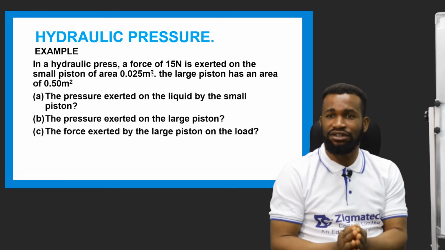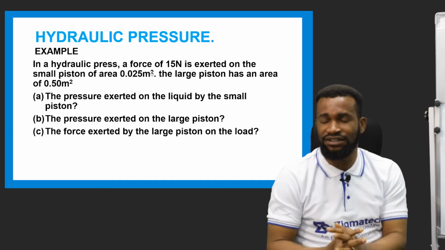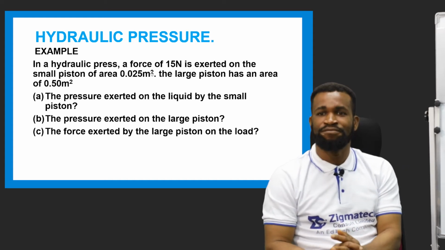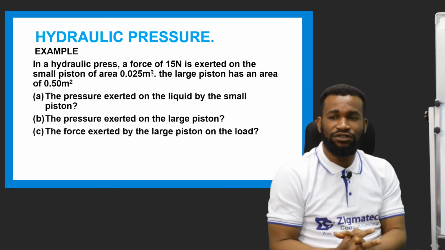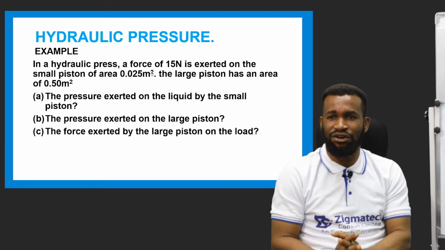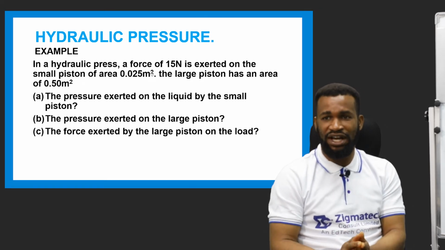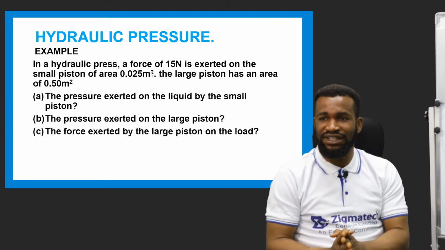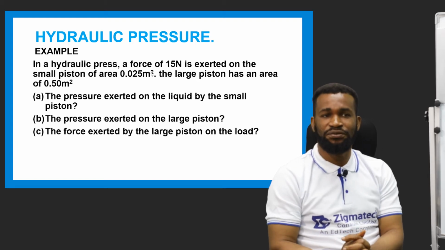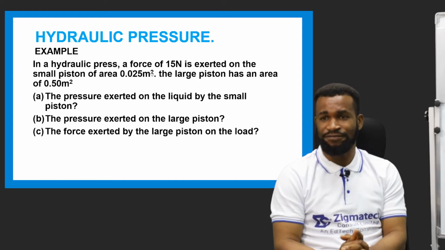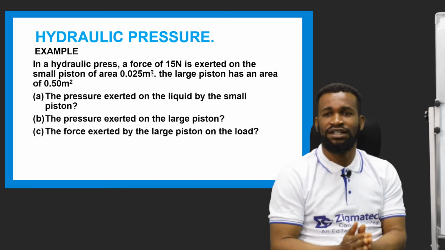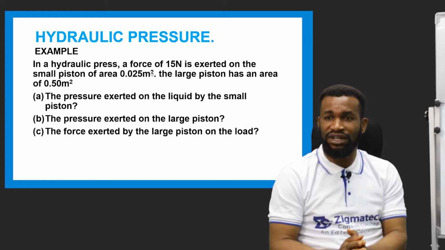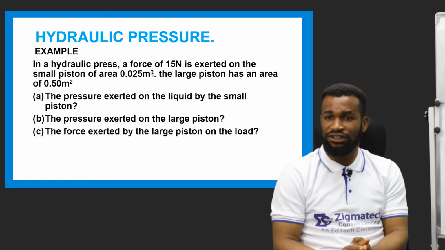Now, the pressure in a hydraulic press is seen in this question. It says, in a hydraulic press, a force of 15 Newton is exerted on a small piston of area 0.025 meter square. The large piston has an area of 0.50 meter square. They say 1. Calculate the pressure exerted on the liquid by the small piston.